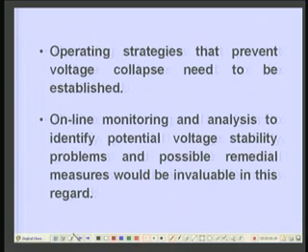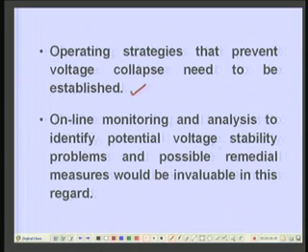Operating strategies that prevent voltage collapse need to be established. Right at the beginning, when you are operating your system, you have to establish what should be the strategies, so that if this happens, this measure should be taken, that should be available to the operator. And online monitoring and analysis to identify potential voltage stability problems and possible remedial measures should be invaluable in this regard. All this online monitoring.